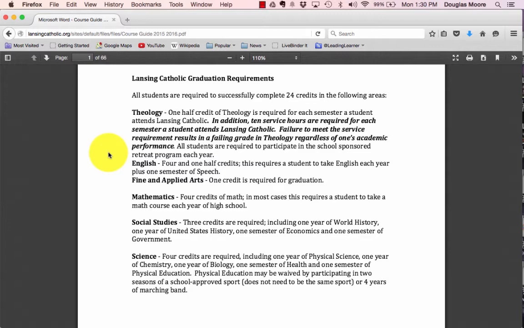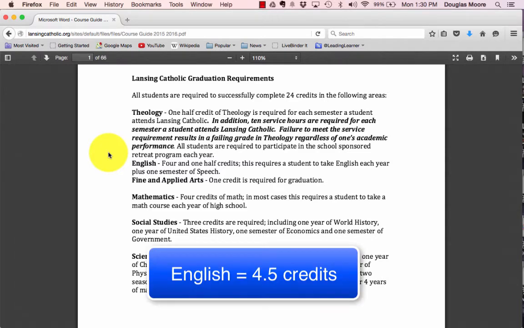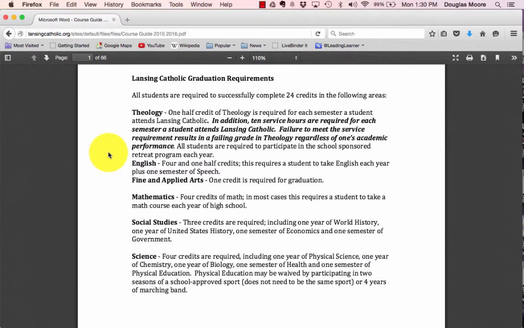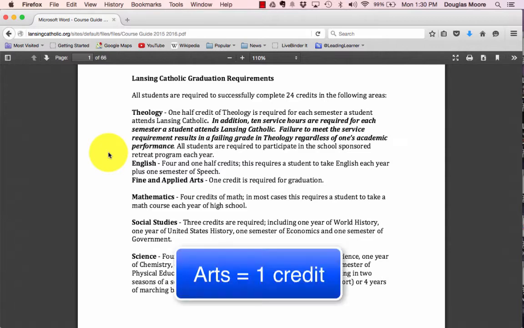We also want our students to be able communicators and be inspired to live virtuous lives by reading great books. Therefore, students need to take English every semester that they attend Lansing Catholic and must have a speech class. That means you need 4.5 credits of English over 4 years. We are made like God, who is the master creator, and we can come to know him in beauty. Therefore, we require all students to explore the arts, even if you don't think you are that good at art.